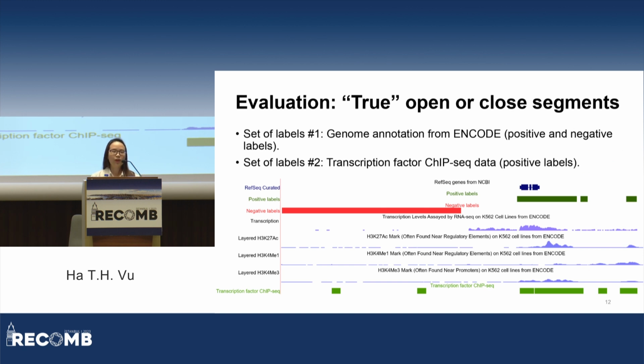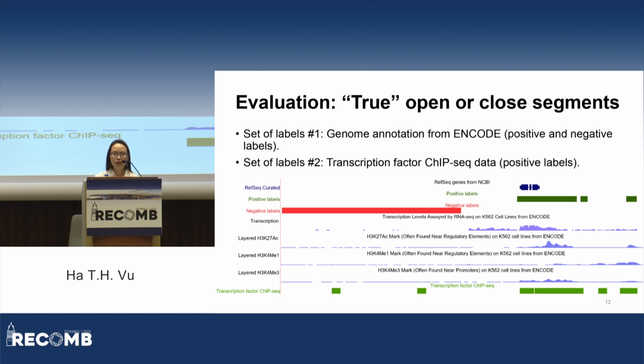To evaluate the performance of RCL against existing methods, we use "true" open or closed segments from different resources. The "true" is in quotation marks because they are noisy and estimated with computational methods and from ChIP-seq data. There are two sets of labels we use. One is genome annotation that contains positive and negative labels. The second is transcription ChIP-seq data. In today's talk, I will only mention the results obtained from the first set of labels.